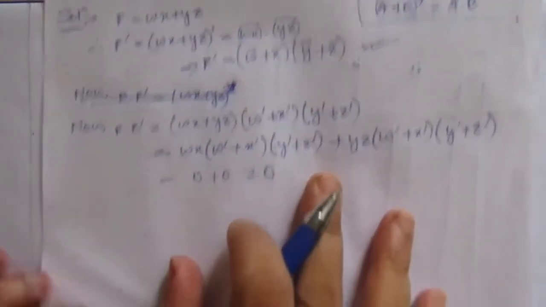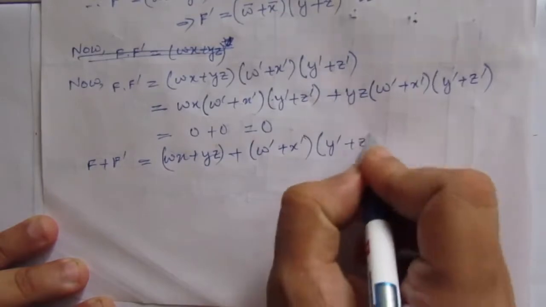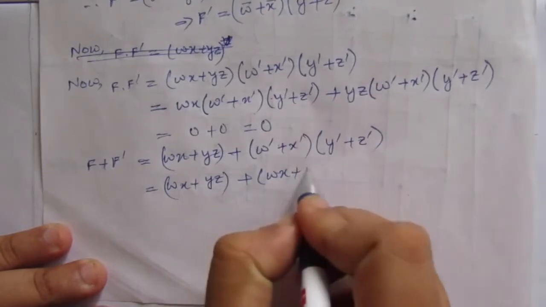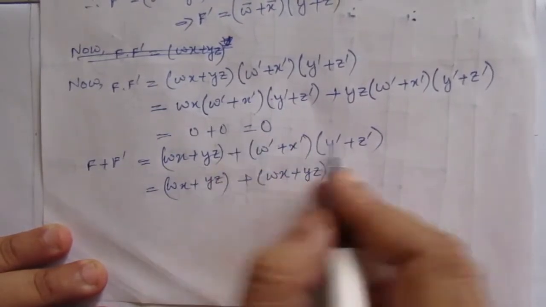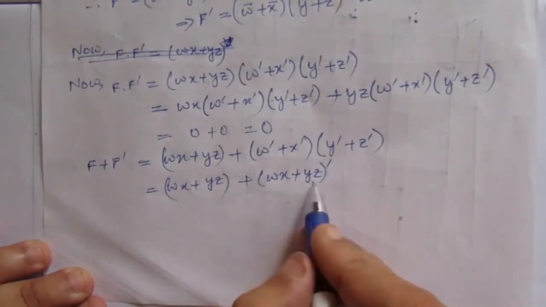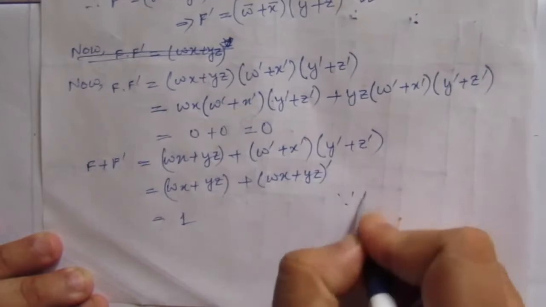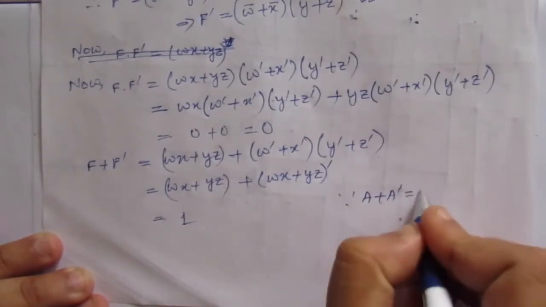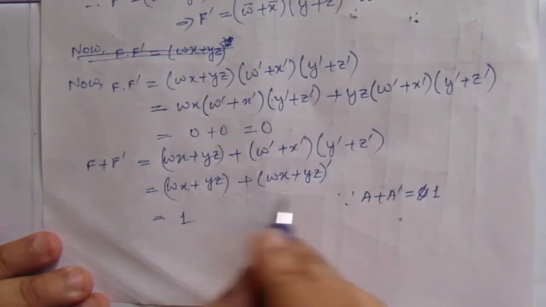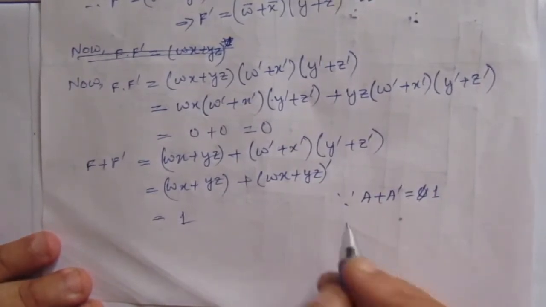Now let us do the next part. The next part is F plus F complement. This term is nothing but this complement, so WX plus YZ complement, this is the same. So if we consider this term to be A, this term will be A bar, so it will be 1, since A plus A bar equals 1. Because if this term is 1, this term will be 0. If this term is 0, this term will be 1. So 0 plus 1 or 1 plus 0 will always be 1. So this is the solution of this problem.